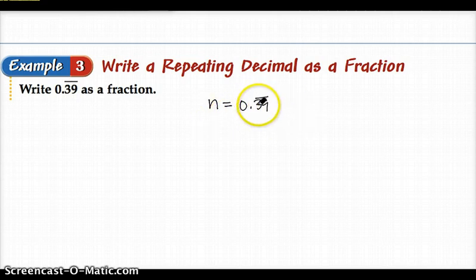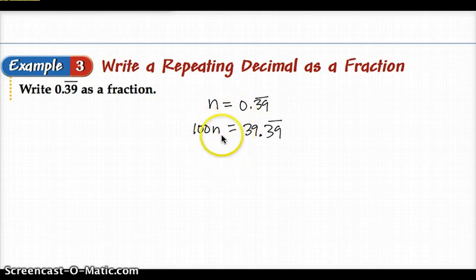The part that repeats is 39, and in order to get that 39 in the front, I'm going to have to multiply by 100. What I do to one side, I do to the other. So when I multiply n by 100, that's really making this number 39.3939 repeating, okay? So that's key.